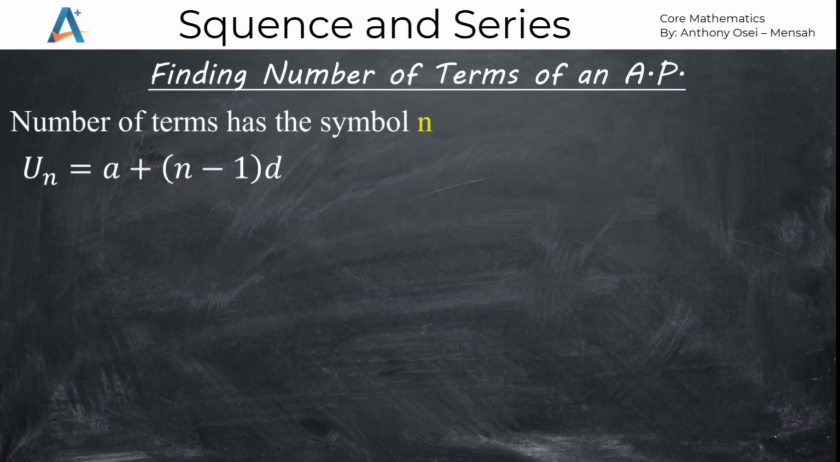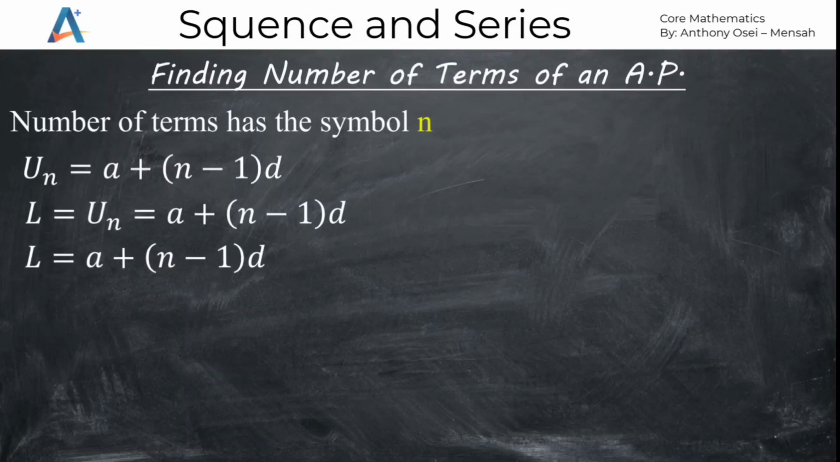But we can also say that the last term is equal to the UN or the nth term. So since the last term is equal to the nth term, then the last term will be equal to a plus n minus 1 times d. So we can conclude that last term is equal to a plus n minus 1 times d. Now looking at this, it means that if we want to make n, which is the number of terms, the subject, we must be able to get the last term of the sequence. And getting the last term, getting the first term, getting the common difference of the sequence, we can do change of subject to make n the subject.